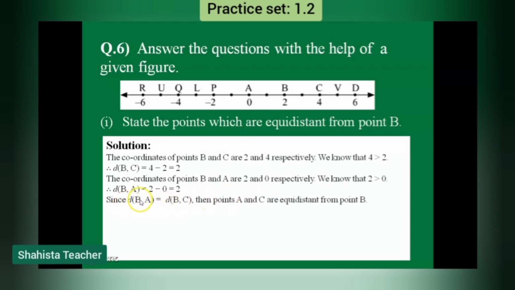Okay. So here we will write distance of BA is equal to BC. This one is done. Now here the coordinates of B and D are 2 and 6. We know that 6 is greater than 2. So here we will write the distance of B to D is 6 minus 2. So 6 minus 2 is equal to 4. Now we will check whether BP is also giving us 4 or not.